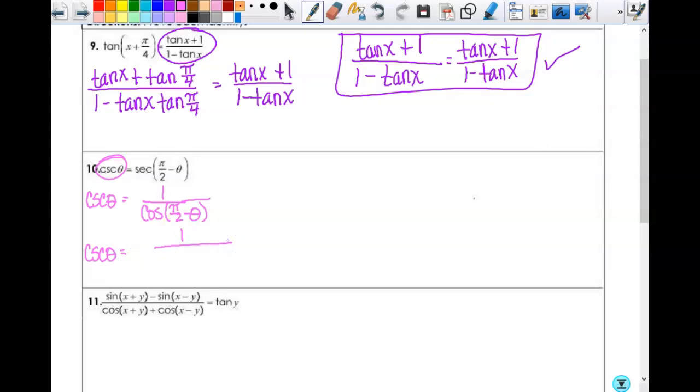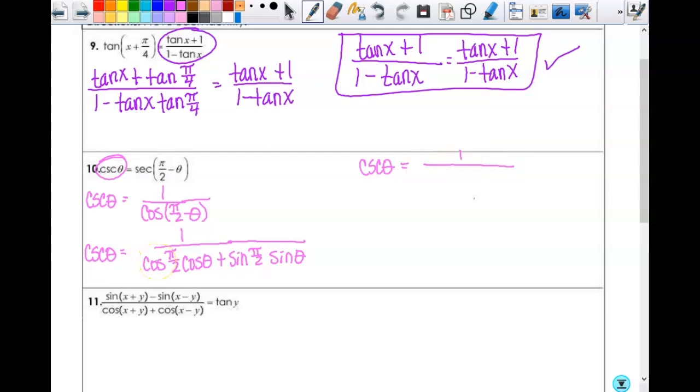cosine of a minus b, which will be cosine of pi halves times cosine of theta plus sine of pi halves times sine of theta. It's 1 over all of that. So I'm going to keep going. Cosecant theta equals 1 over. All right, so cosine of pi halves.